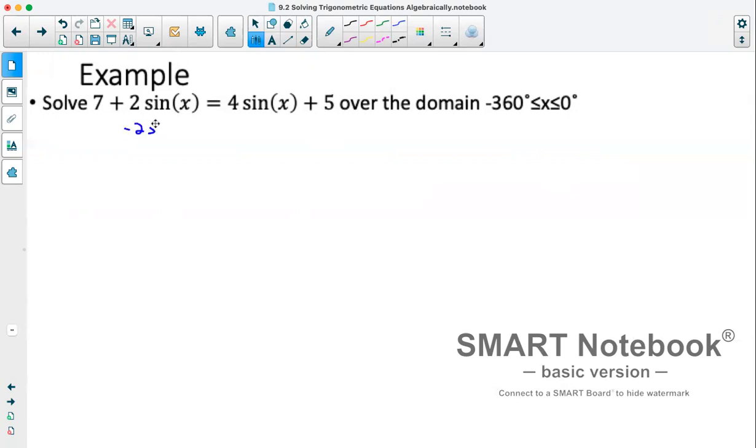So I'm going to subtract 2 sine of x from both sides. And then I'm going to move this 5 to the other side. So that gives me 2 is equal to 2 sine x. Now I'm going to divide both sides by 2. So that gives us 1 is equal to sine x.